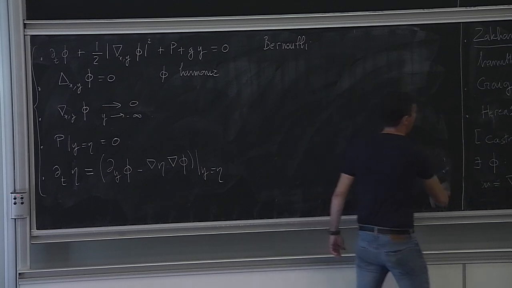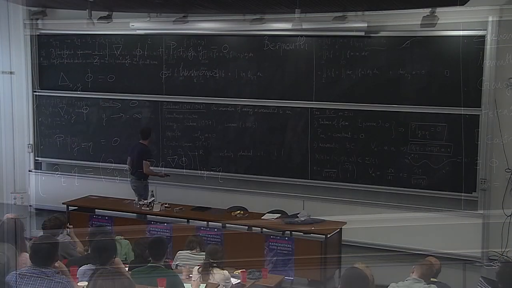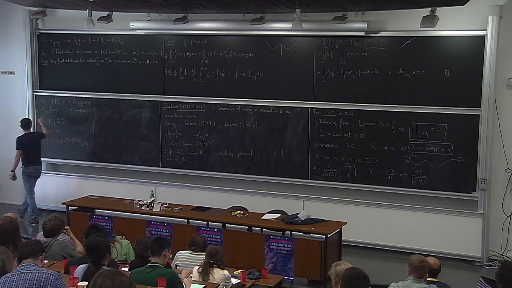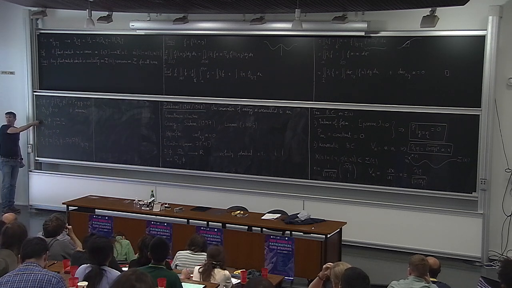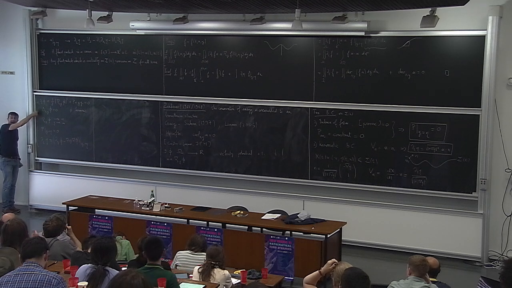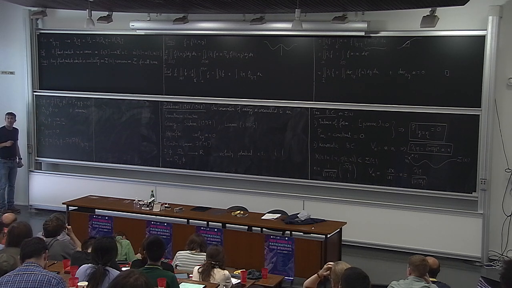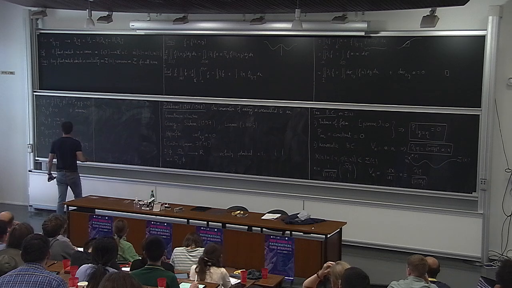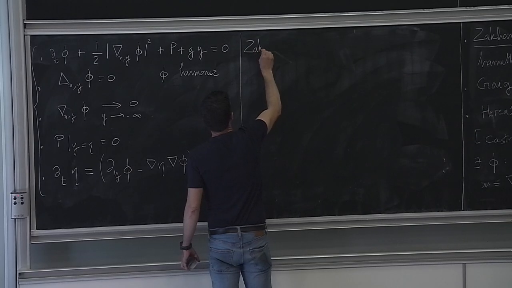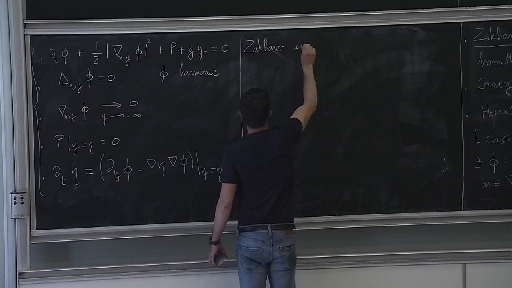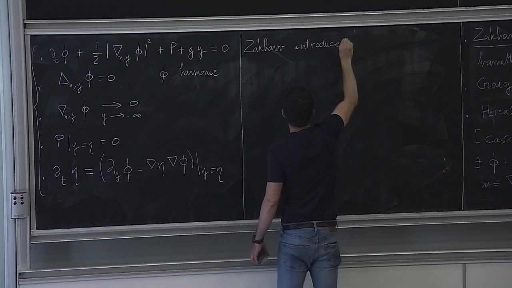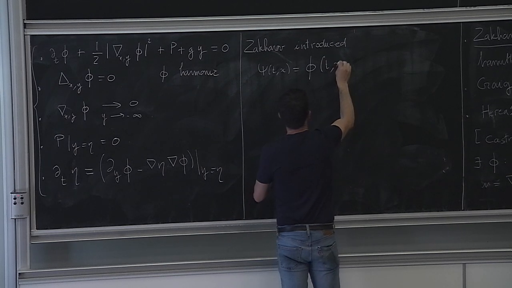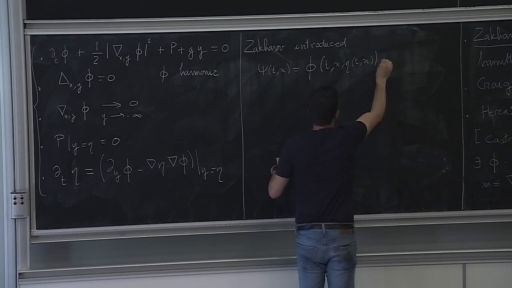is quite natural. What Zakharov did is something different. There is this observation that, of course, since phi is a harmonic function and you have natural boundary condition at the bottom, phi is fully determined by its trace on the free surface, as any harmonic function is determined by its trace. So Zakharov introduced the function psi of t, x, which is phi evaluated on the free surface.